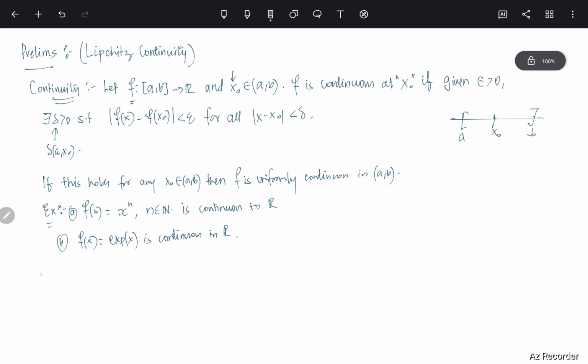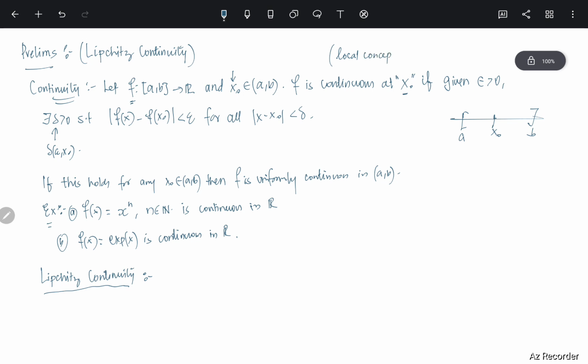That is where the concept of Lipschitz continuity comes in. So let me define what Lipschitz continuity is. See, this concept of continuity depends on a point x naught, so this is kind of a local concept.